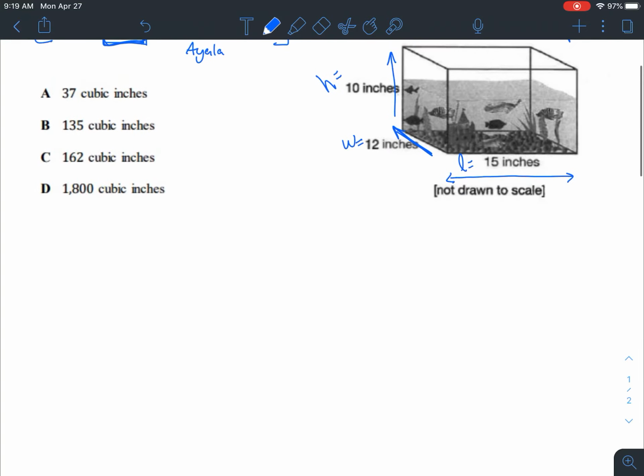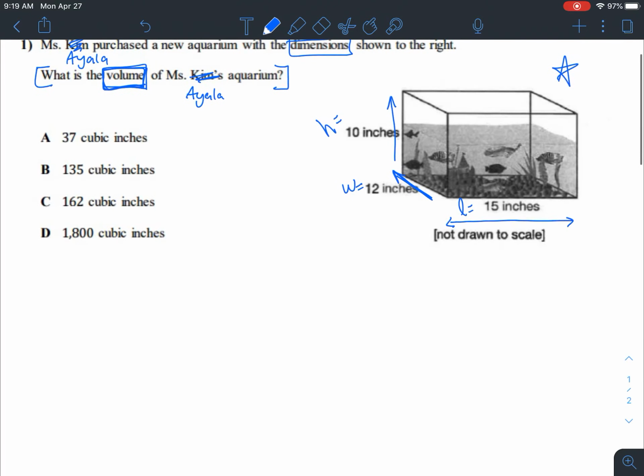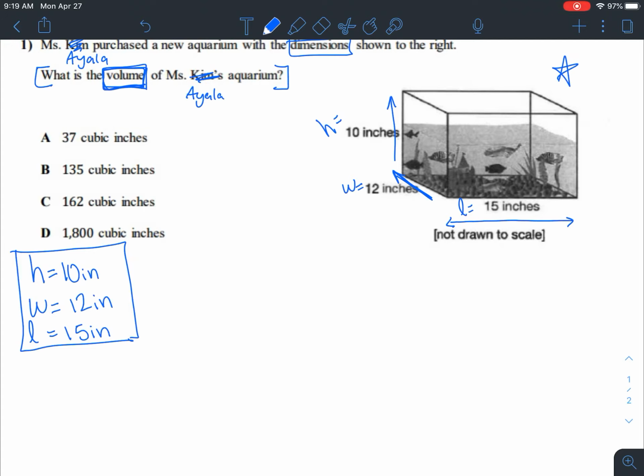All right, now let's start with those notes that you guys should be taking on your paper. The first thing we're going to do is rewrite our height, width, and length. I already know I have a height of 10 inches. I have a width of 12 inches. And I have a length of 15 inches. All that information should be boxed in on your paper so that we can keep referring back to it.